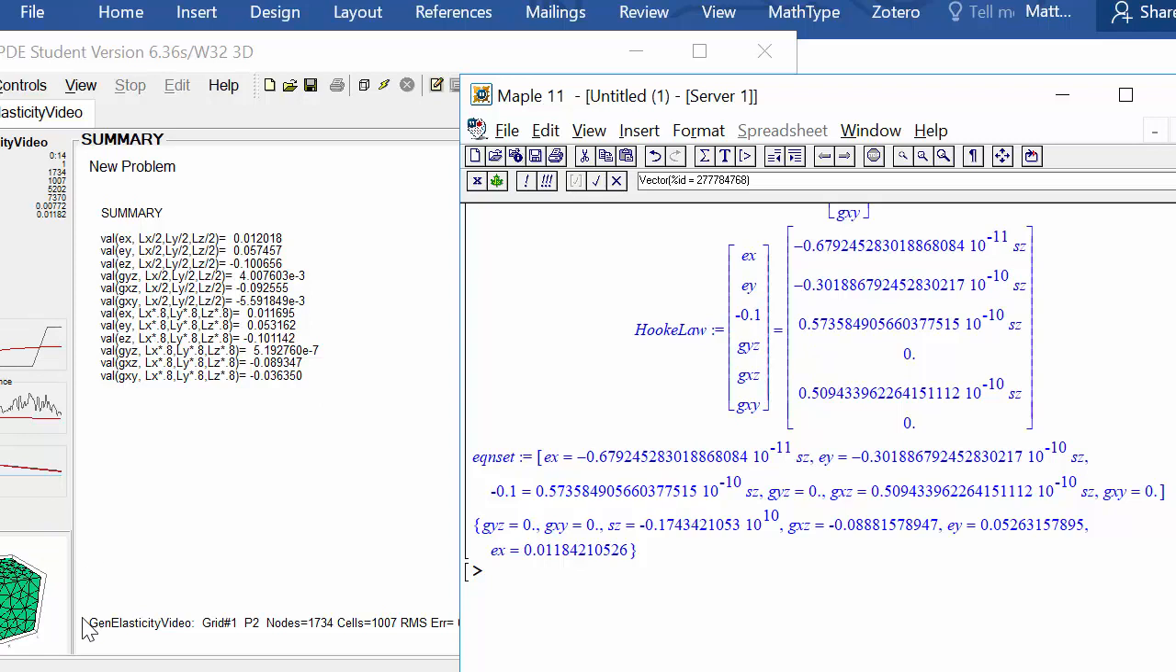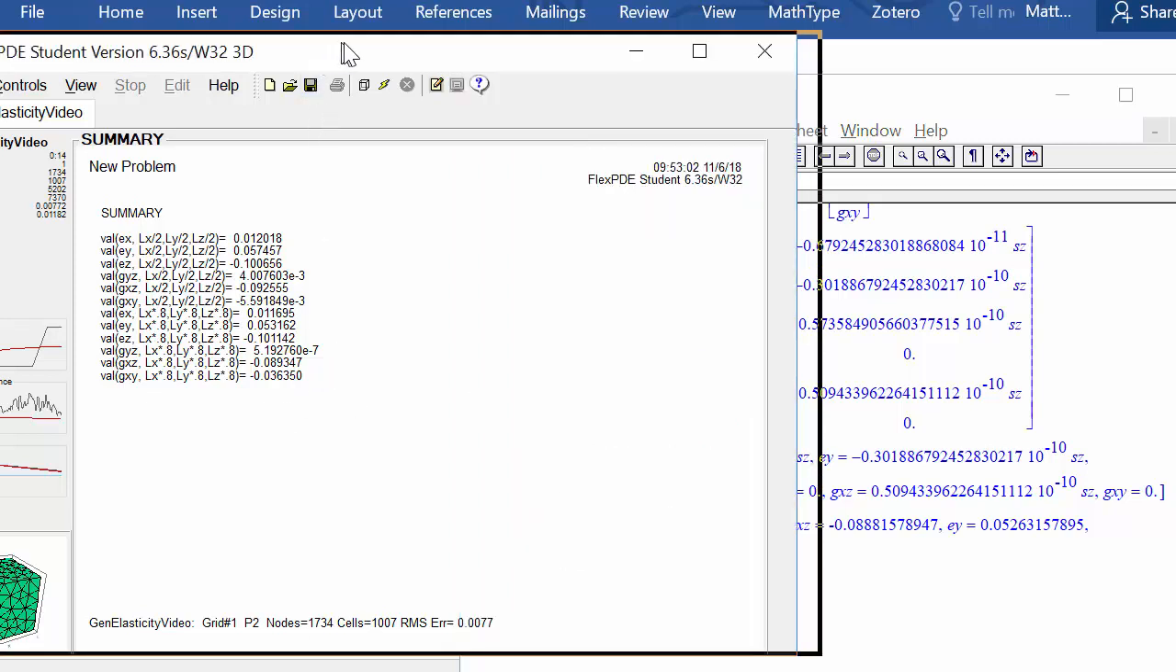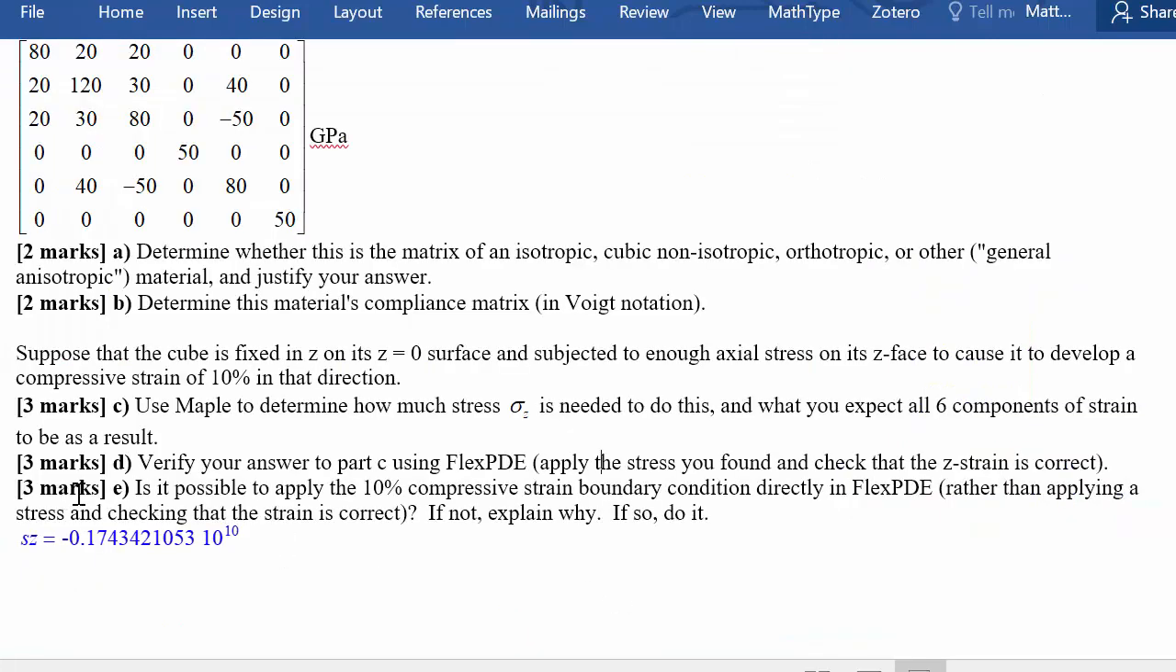So by fixing it in Z on the bottom and applying this uniform Z stress on the top, the resulting displacement in the cube does not actually create a completely uniform strain, not subjecting it to a completely uniform stress and strain set. Now the last part here asks if it's possible to apply the compressive strain boundary condition directly in Flex. And the answer is yes.